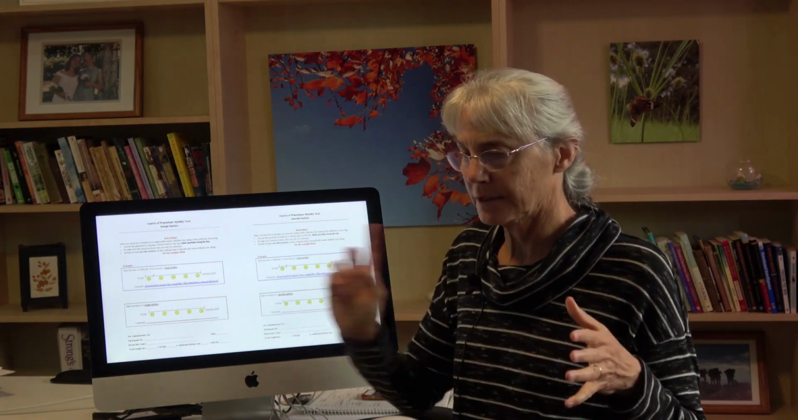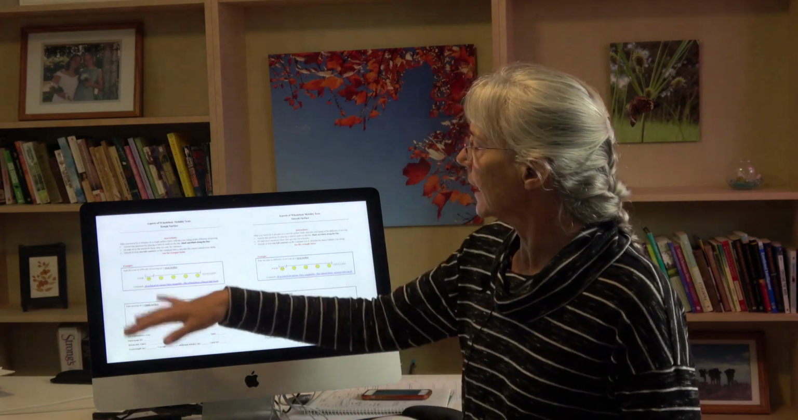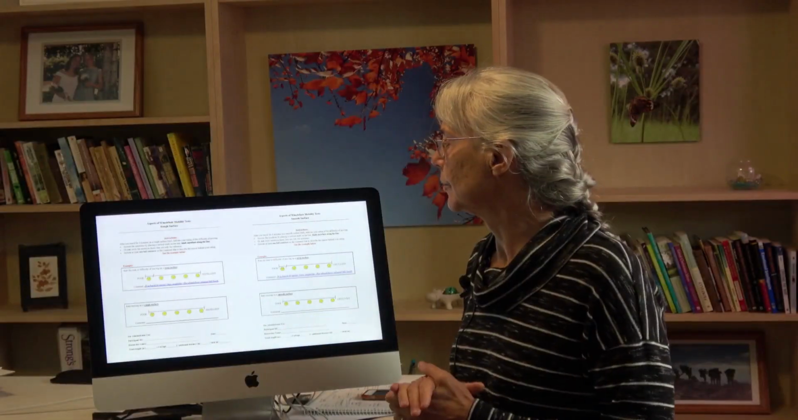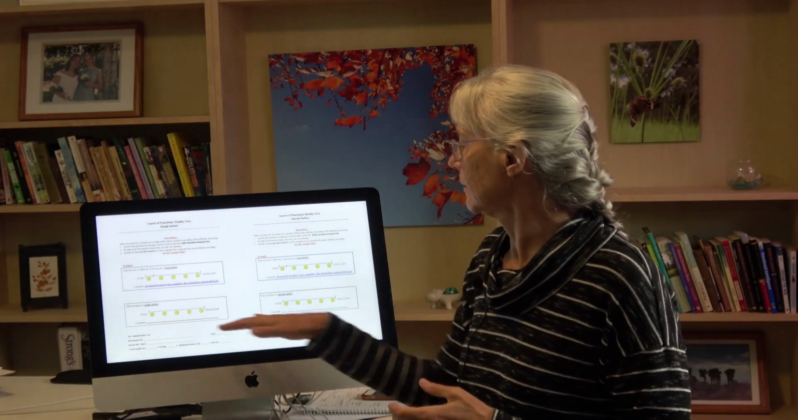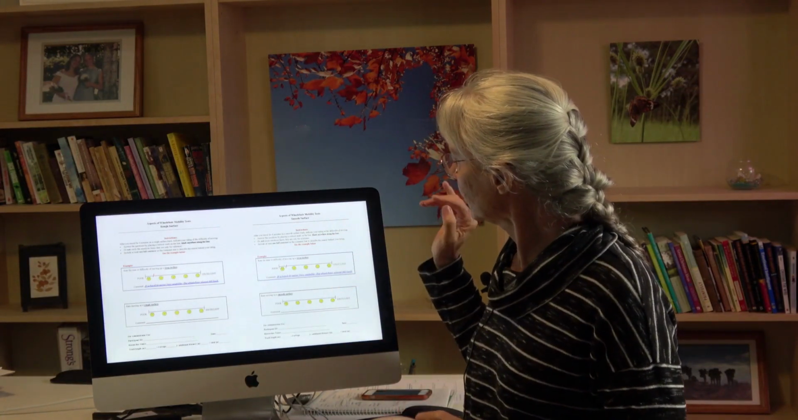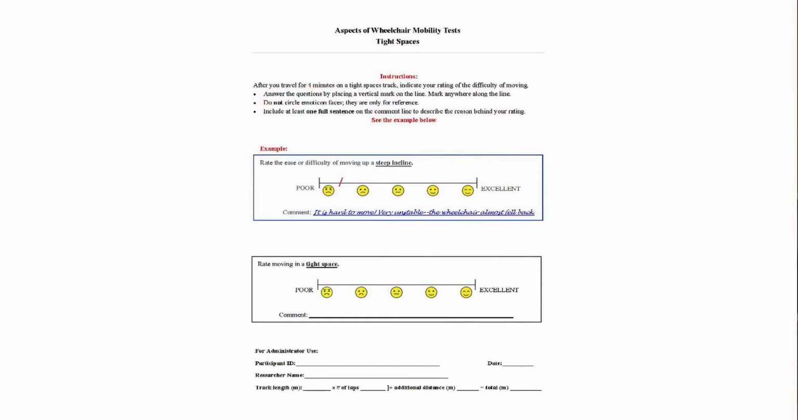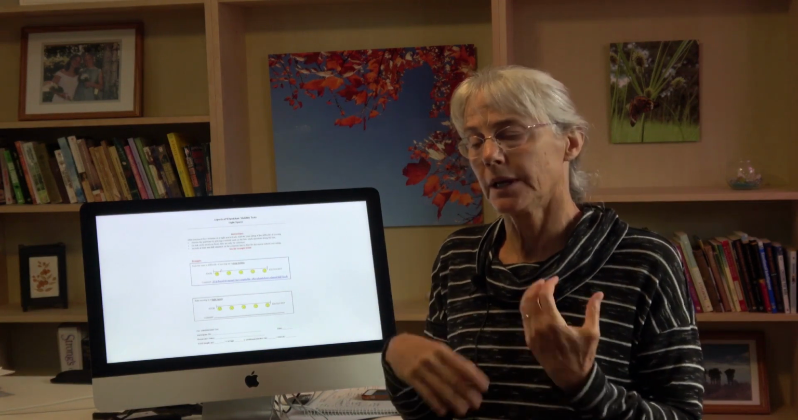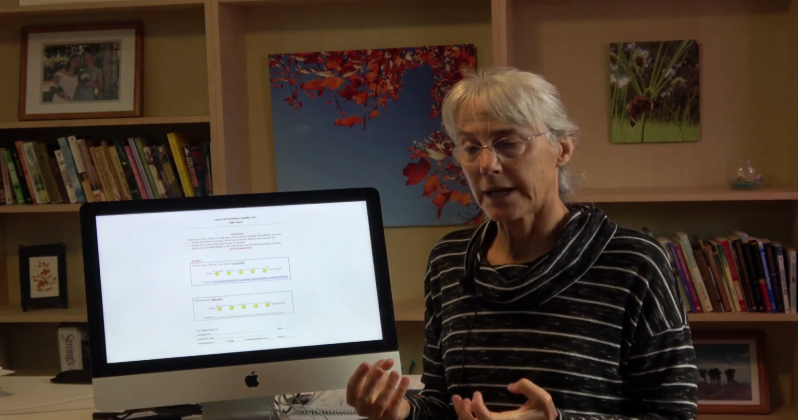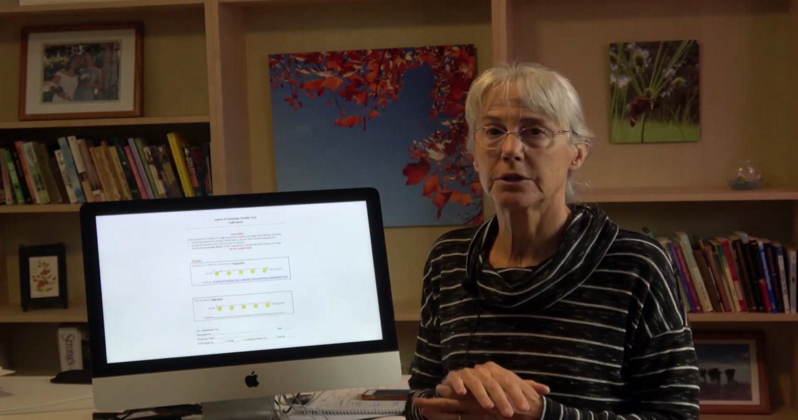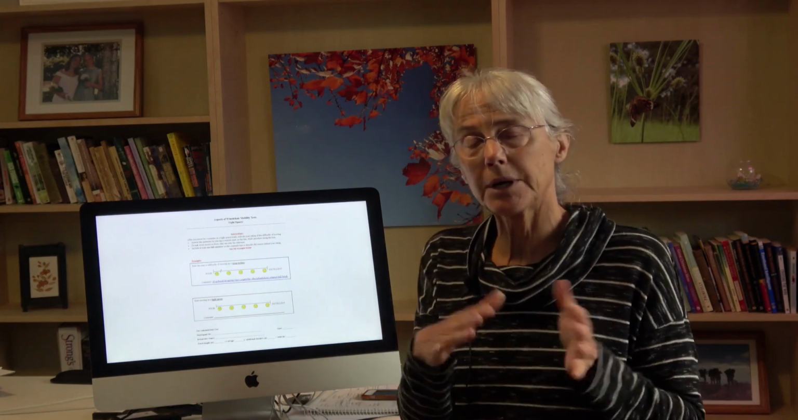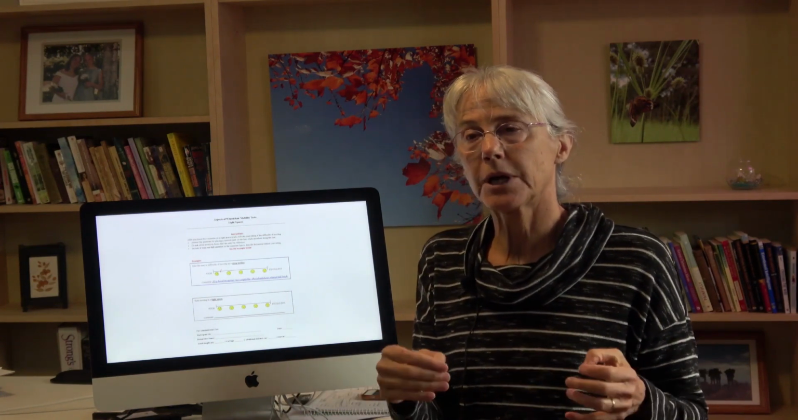You measure the track and then you measure how much further they go. And then you get a question where you're going to ask the user how hard it is. Rate moving on a rough surface, and they'll rate it and give you a comment. Rate moving on a smooth surface and in tight spaces. So that's basically what you're going to do. Each roll test is 4 minutes, and then while they're resting before the next one, you get them to answer the question, and you wait till their heart rate has returned to their original non-exercise heart rate before doing the next one.